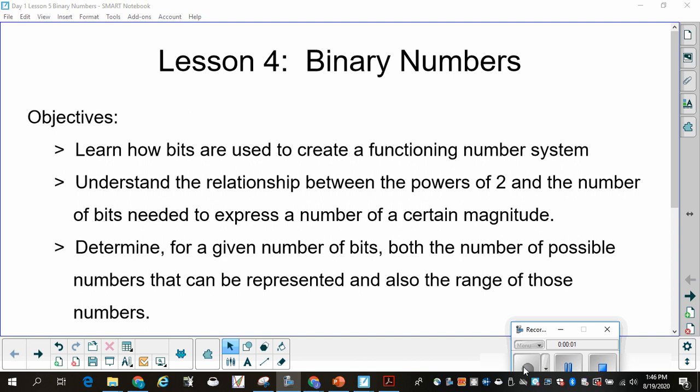Lesson 4, binary numbers. In this lesson, you're going to learn how bits are used to create a functioning number system. You'll understand the relationship between the powers of 2 and the number of bits needed to express a number of a certain magnitude. You'll be able to determine for a given number of bits both the number of possible values, numbers, that can be represented, and also the range of those numbers.